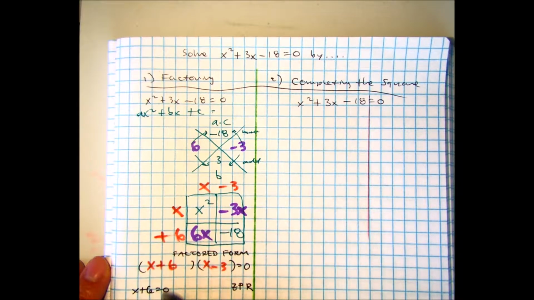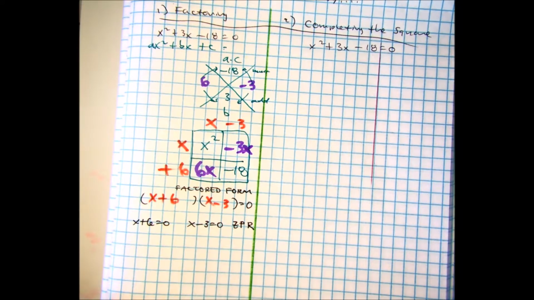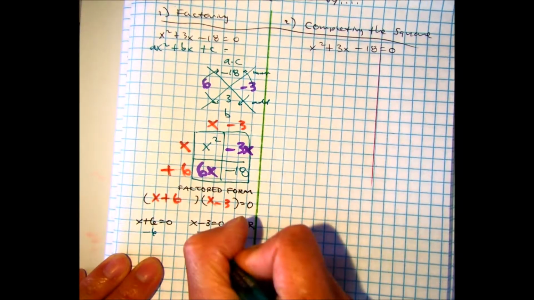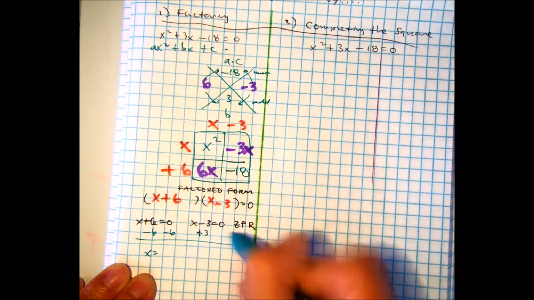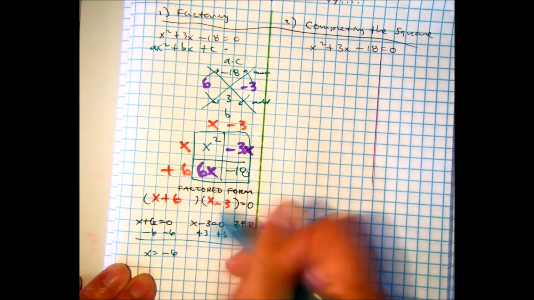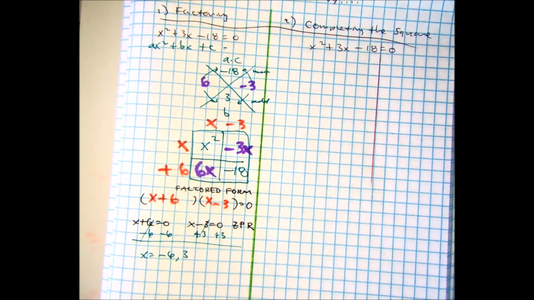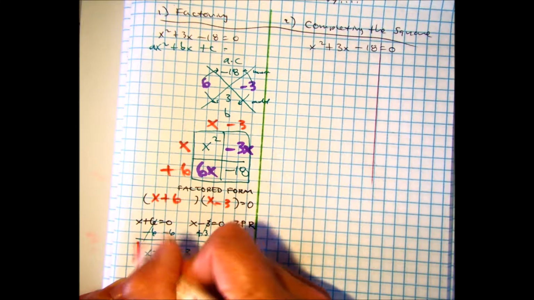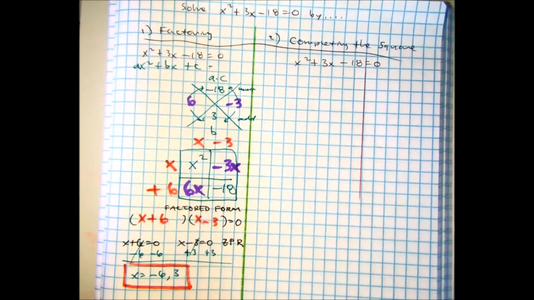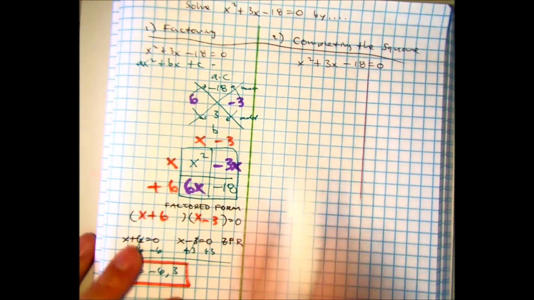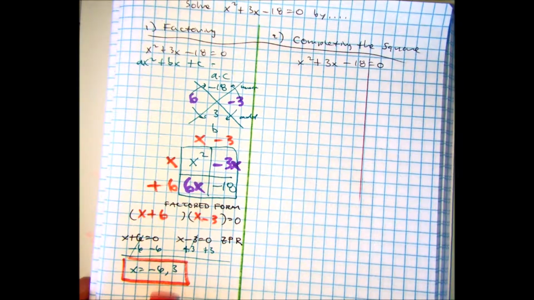x plus 6 equals 0. x minus 3 equals 0. If I subtract 6, subtract 3, or sorry, add 3, x is equal to what? Negative 6, and x is equal to positive 3. Raise your hand if you got that as your answer. And the reason why I did that is not only to review factoring, but now we actually have the solutions. So when we do this problem and it looks a little bit more complicated, our answers are what? x equals negative 6 and 3.